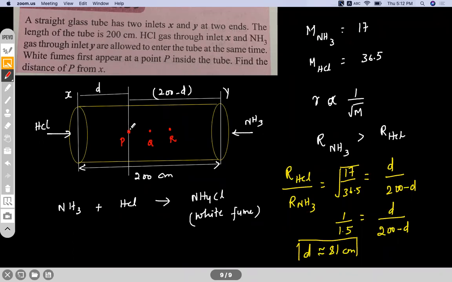The answer is P. And then they have asked in the second part of this question what is the distance from this end of P where the two gases meet. Okay.